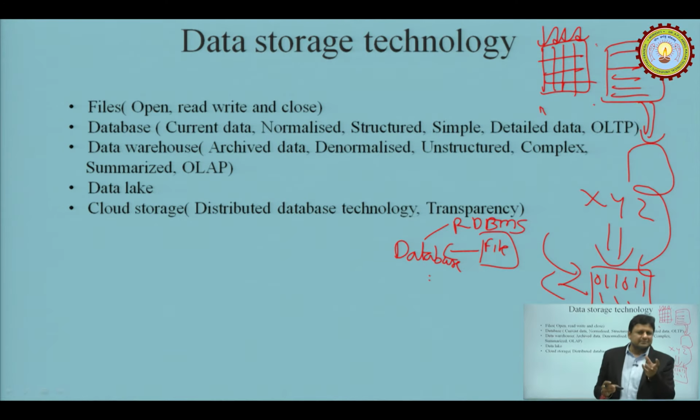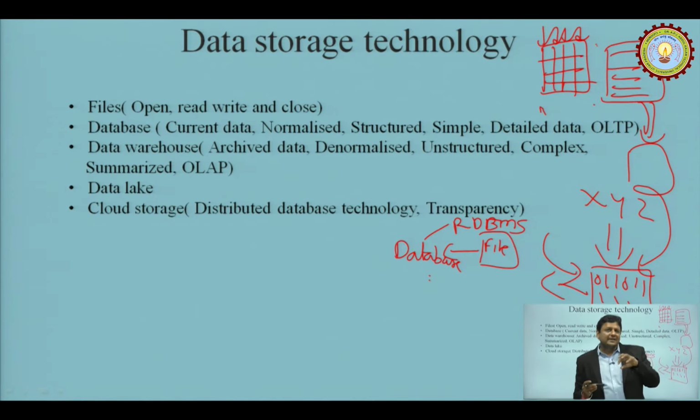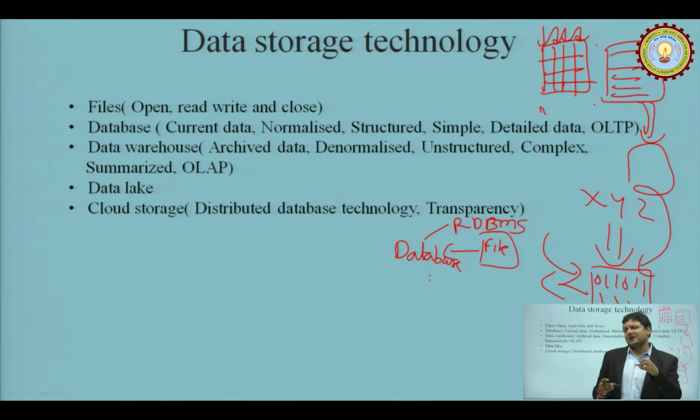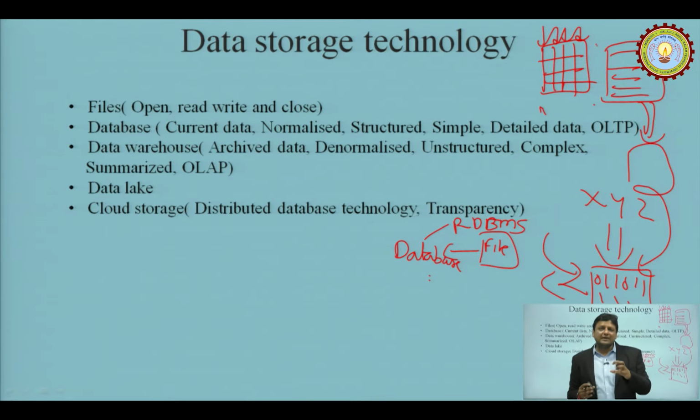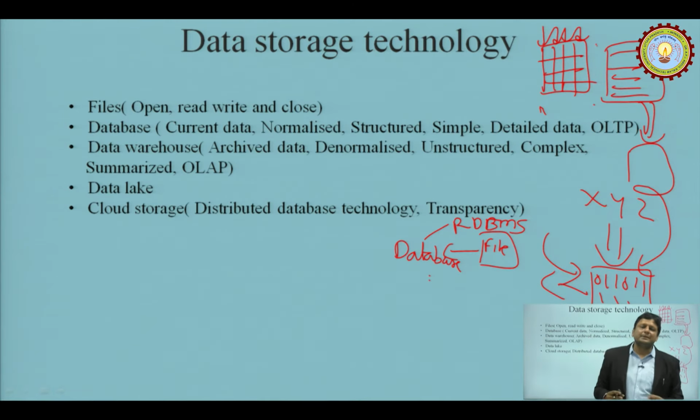So, that is the subjective difference, that the data should be subjective, data should be summarized, data may be more complex. Basically, it can be unstructured also, as we have discussed earlier, the structured and unstructured difference. So, that is the data warehouse, where a bulk amount of data is being kept, and here the queries which are being fired are more complex as compared to what we do in the case of a database.